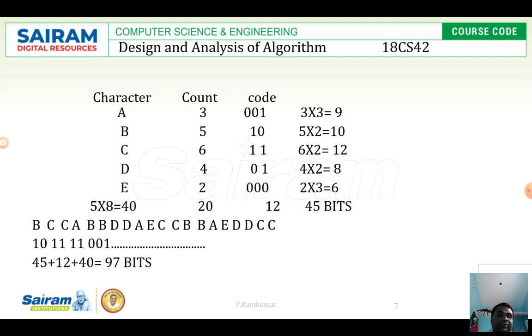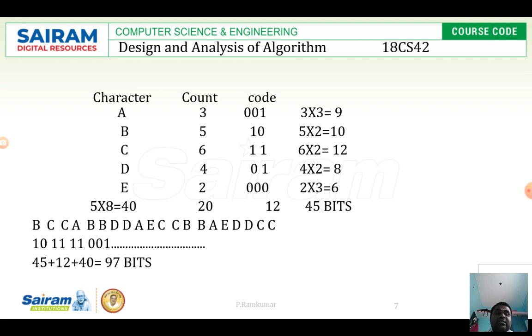So the count will be 20 as it is. The code will require 12 bits, because 0, 0, 1 is 3, then 1, 0 added will be 5. Then next 2 bits 1, 1 makes 7. Next 2 bits 0, 1 makes 9. Next 3 bits 0, 0, 0 makes 12 bits. So totally 12 bits.